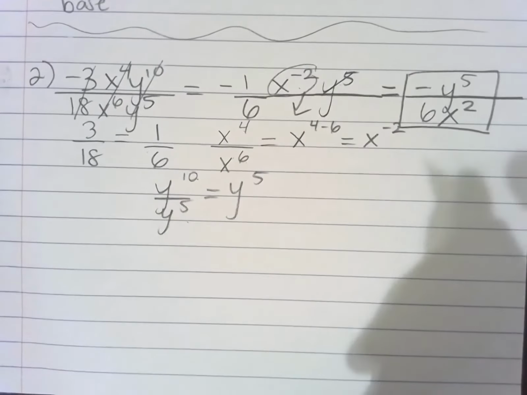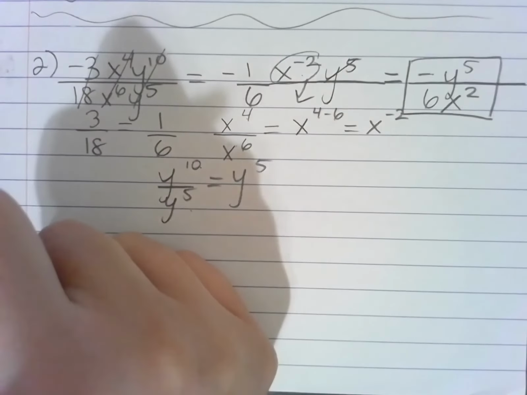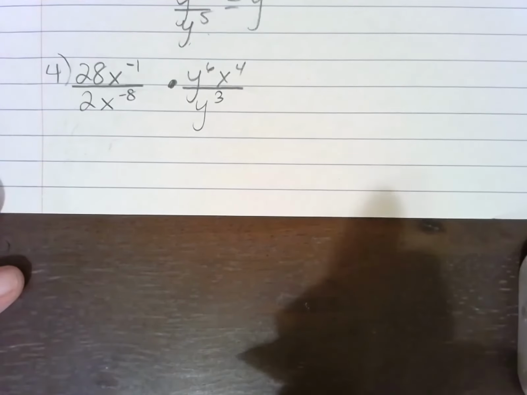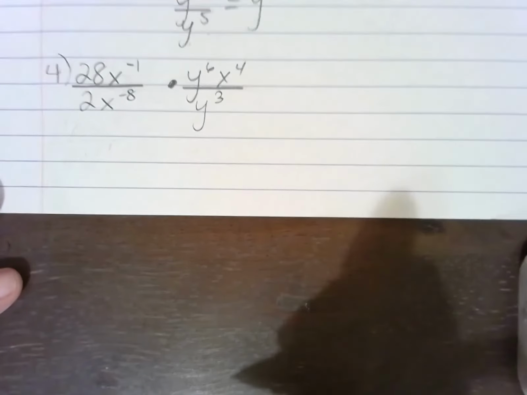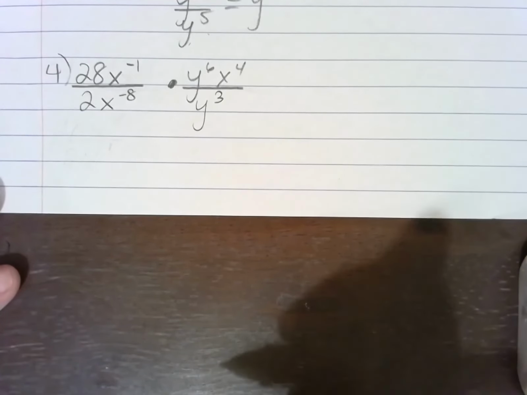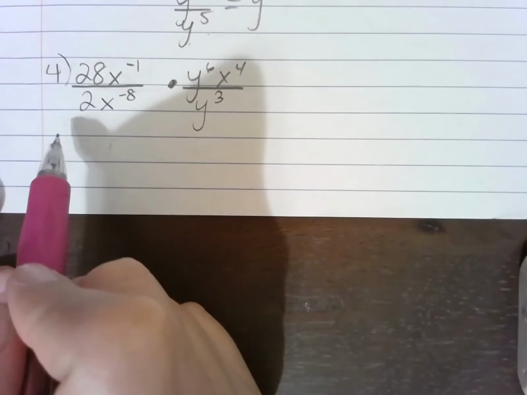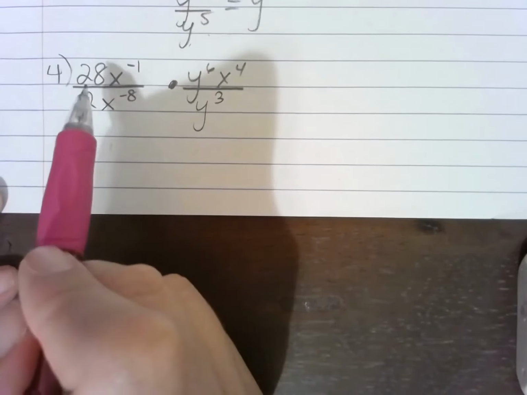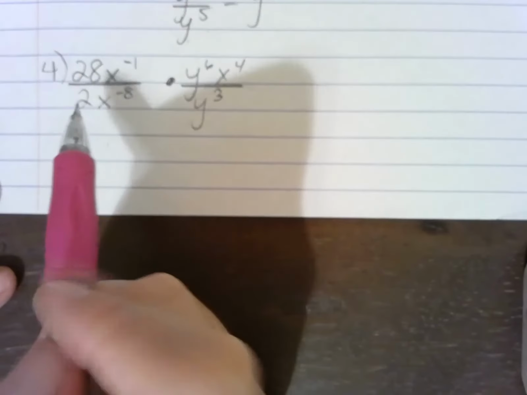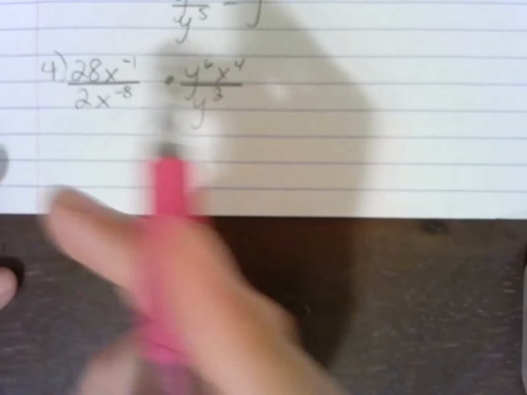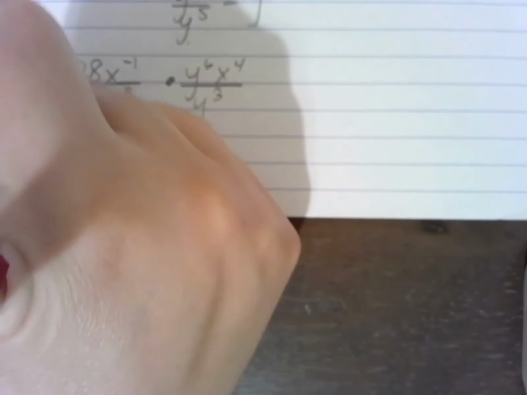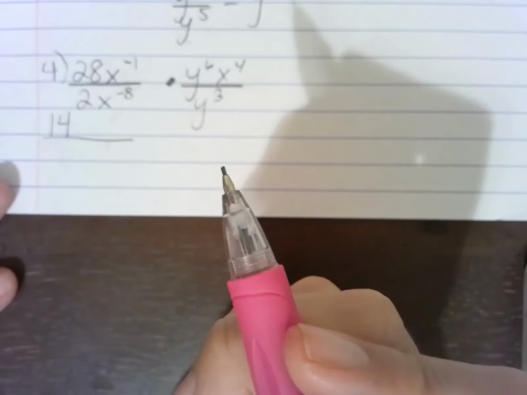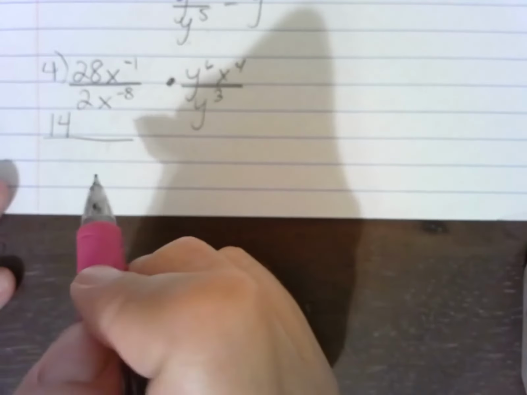Okay, let's try another one. Okay, here's number 4, and I rewrote it so we have plenty of space. Now, the first thing I'm going to do is reduce my coefficients. I don't need to worry about the exponents right now. I want to reduce the coefficients first so that I have smaller numbers to deal with. So 28 divided by 2 is 14. Okay, and I'm going to make a fraction because there's definitely going to be a fraction no matter what.